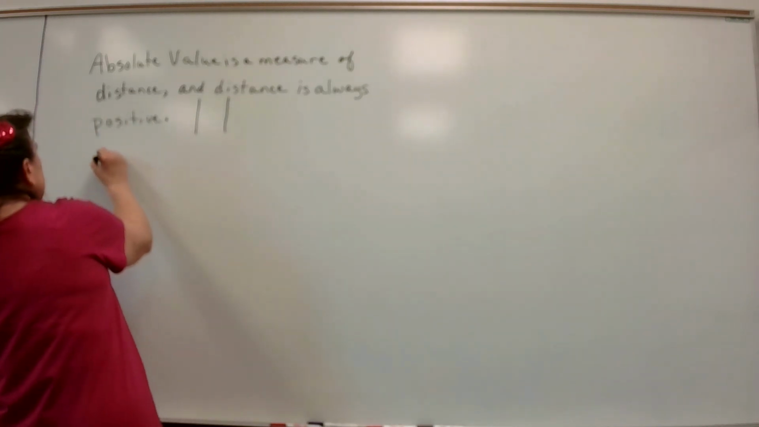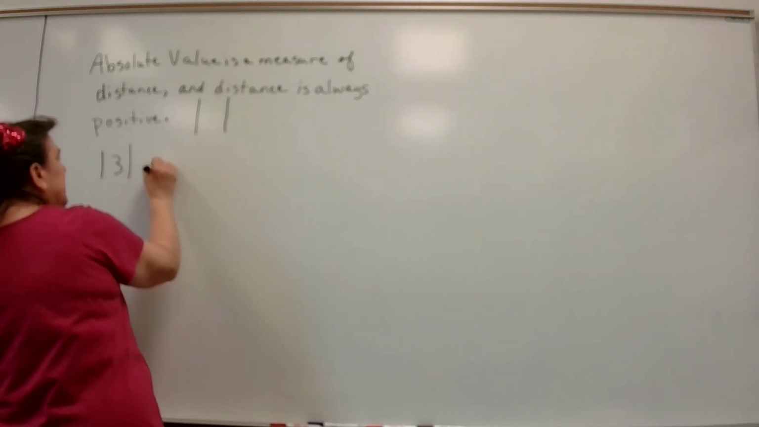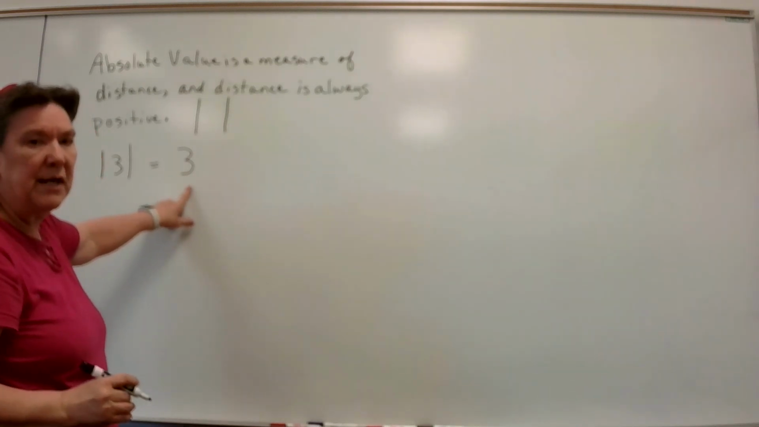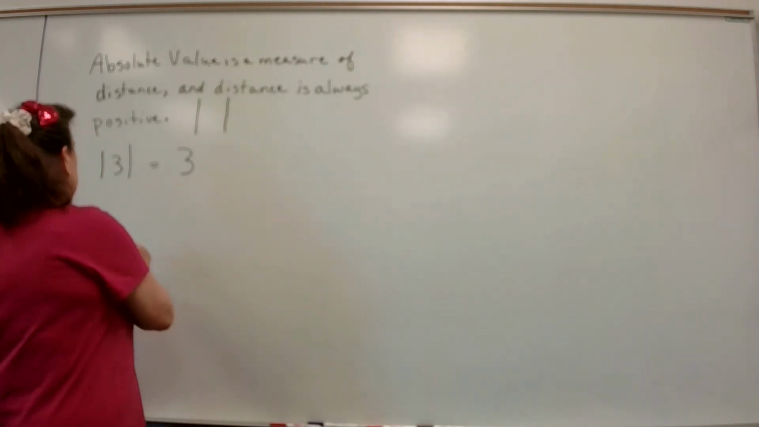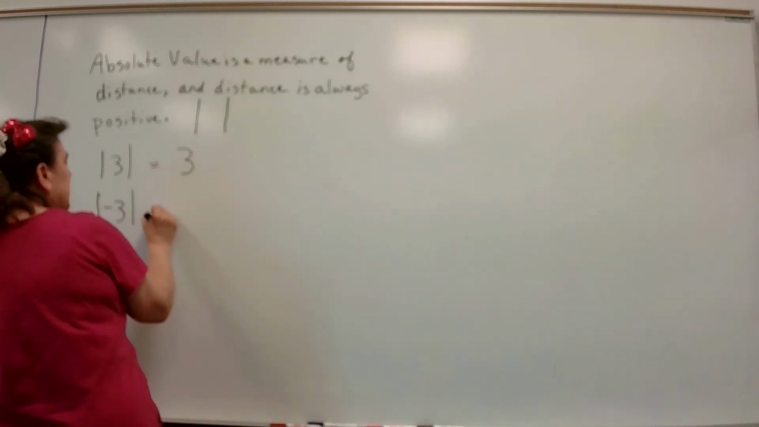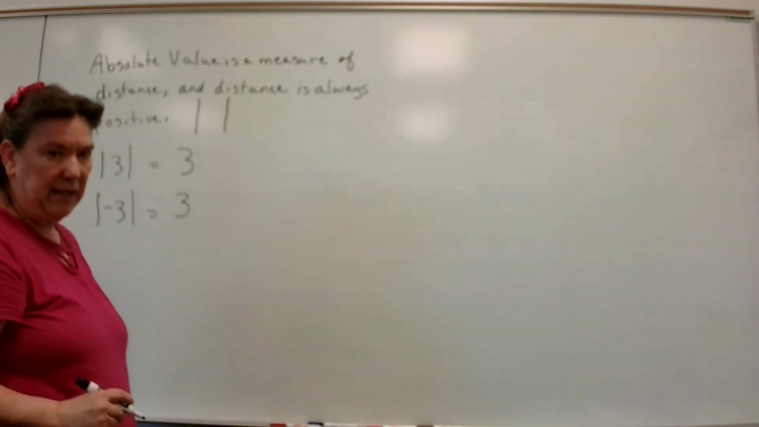So if I say the absolute value of 3, this is 3 units from 0, so it is a distance of 3, and therefore it is a 3. The absolute value of a negative 3 is also 3 units from 0, so that is also a 3.